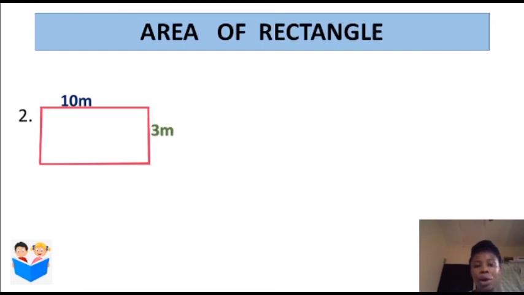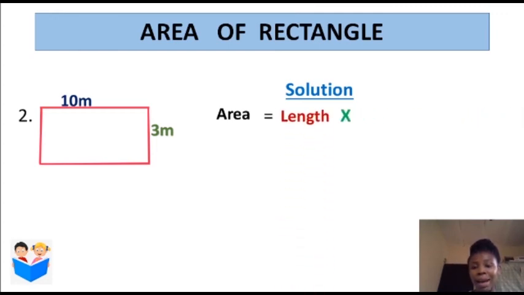Breadth. So to calculate the area of this rectangle, we get our formula again. That's the first thing. So we've written solution. Now the formula is area equal to length times breadth. Now what is the length of the rectangle? This side is called length. Let's see the breadth. You can see.